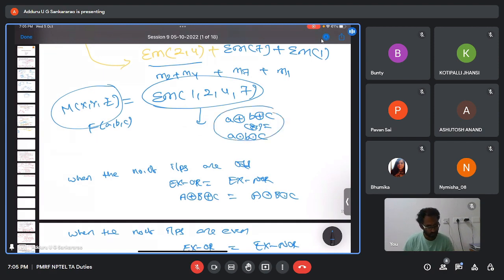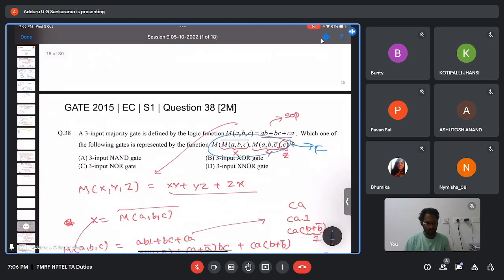Okay. Now the options, what are the options given? First option is a 3-input NAND gate. This is wrong. Second option is a 3-input XOR gate. B is right. Third option is a 3-input NOR gate. This is wrong. And fourth option is a 3-input XNOR gate. This is right. Actually, for this question, two answers are correct. Either B or D, both are correct. Okay.